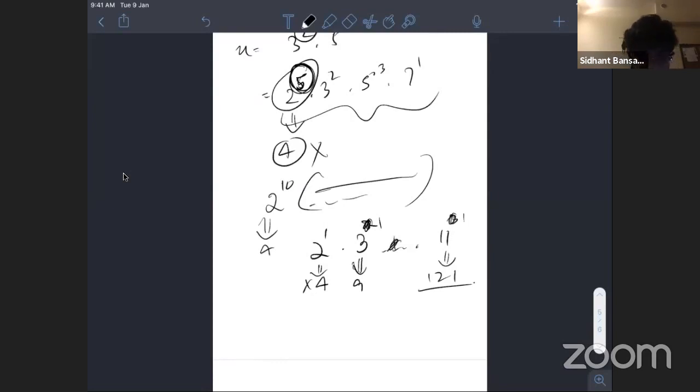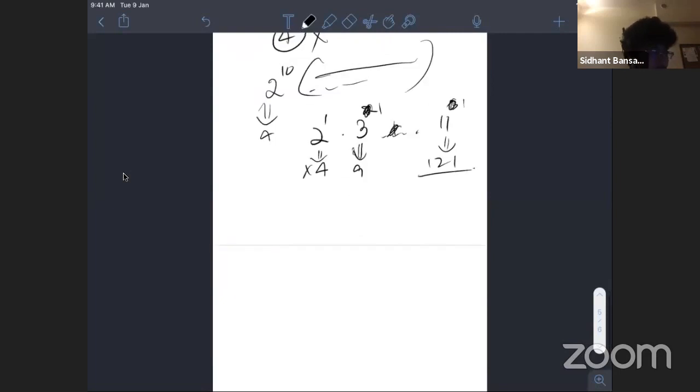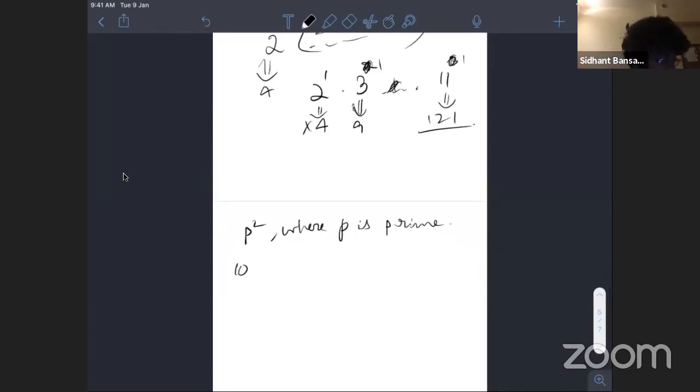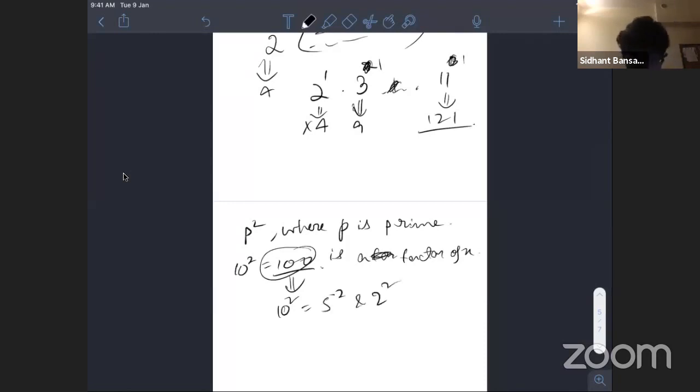Now you might be thinking that, oh, but you've only considered p squares where p is prime. I haven't considered those square numbers which are not of a prime. For example, let's say 10 square, 100. Maybe 100 is a factor of x, right? Then have I considered it? But wait, if 100 is a factor of x, then definitely 10 square is a factor of x, because it's the same thing. And if 10 square is a factor of x, then definitely 5 square and 2 square are both factors of x.